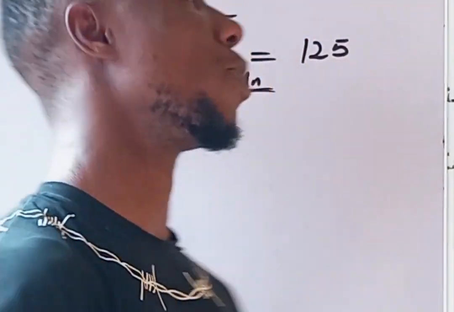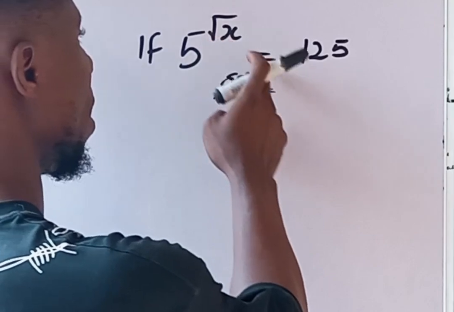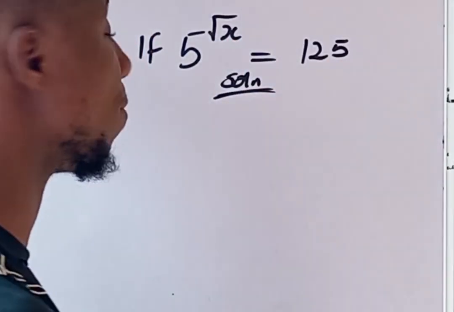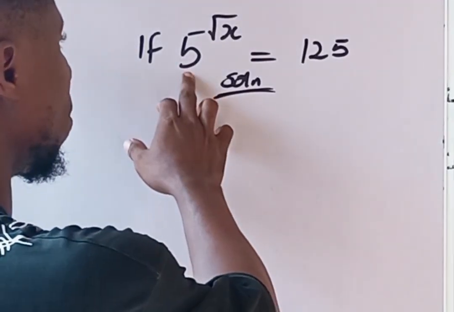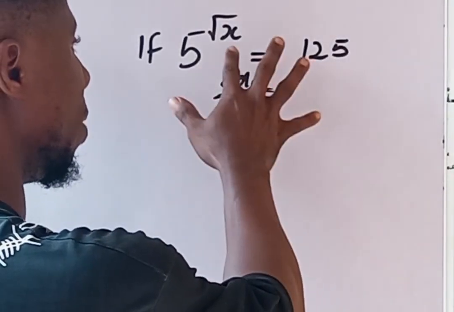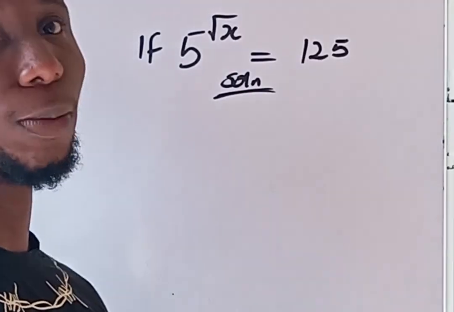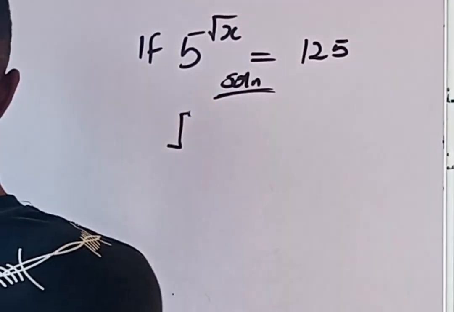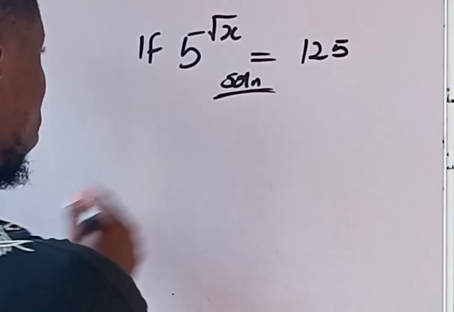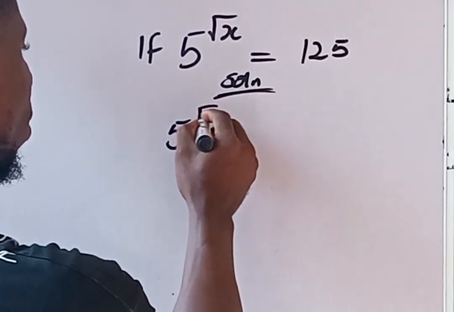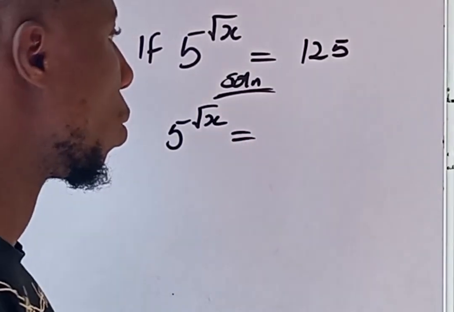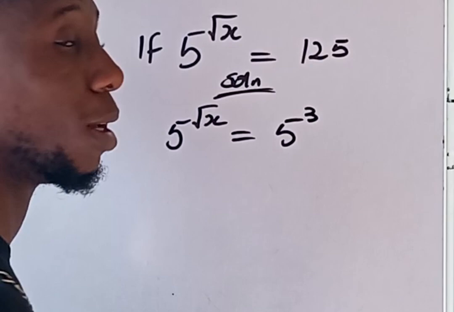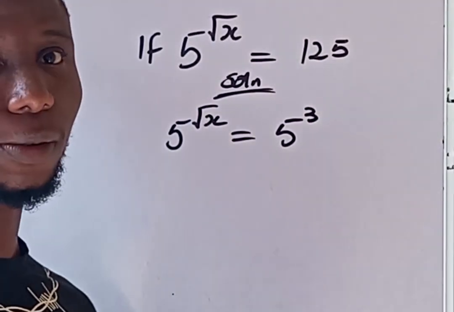All right, let's consider this question. If 5 raised to the power root x equals 125, what is the value of x? For us to get the value of x, we have to first simplify this to make the base the same. So we are going to have 5 raised to the power root x, which equals, so this is 5 raised to the power 3, all right? 5 raised to the power of 3 is also 125.